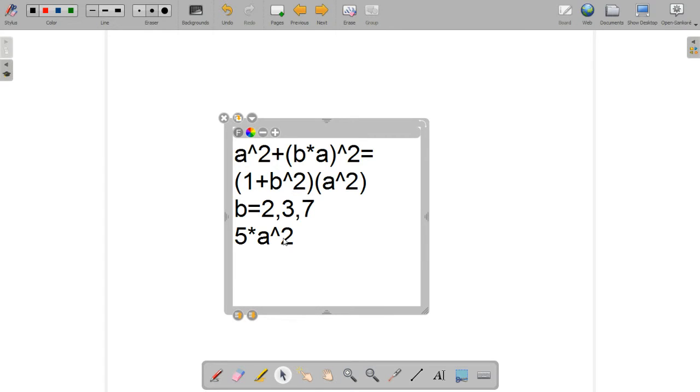And if b is 3, if the second number is 3 times as big as the first one, well, it's 3 squared plus 1, which is 10. So it's just 10 times a squared.